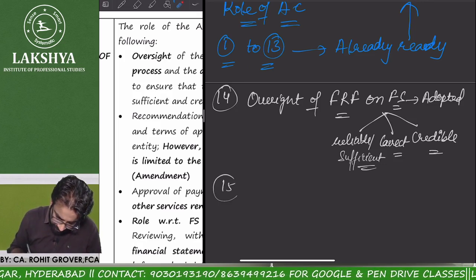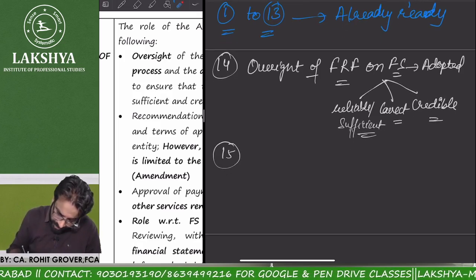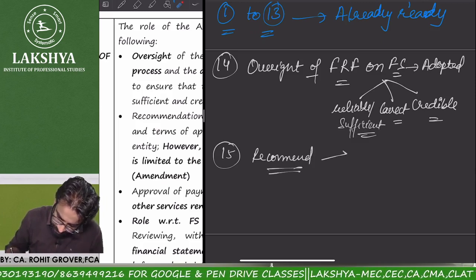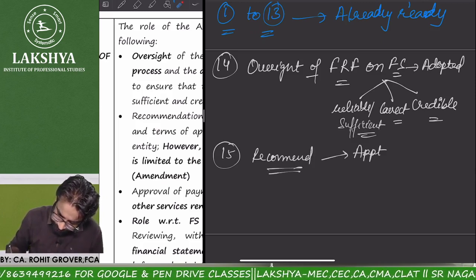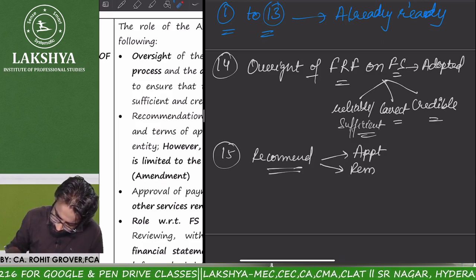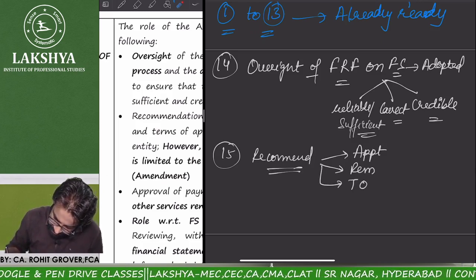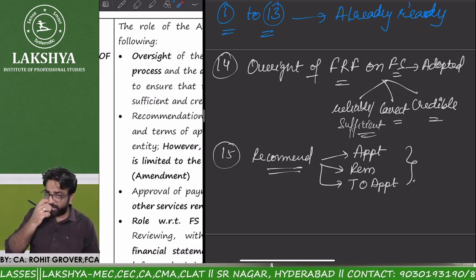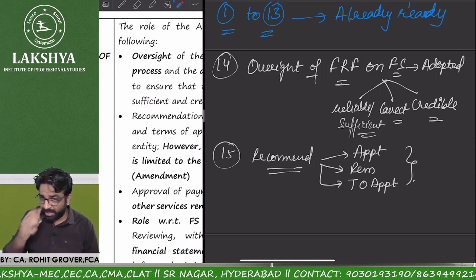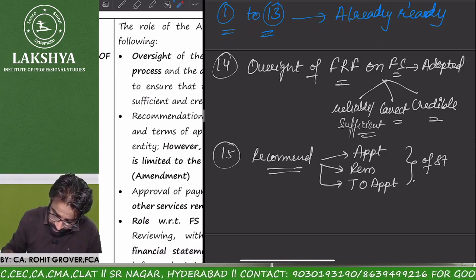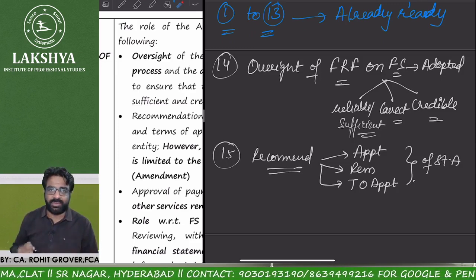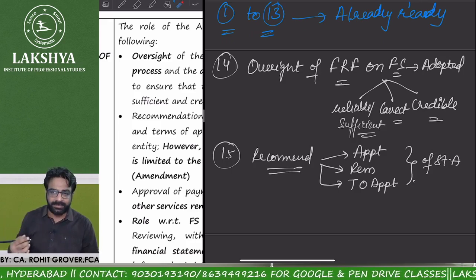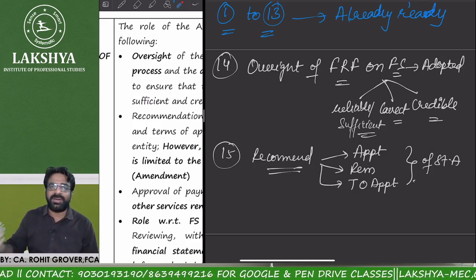In point number 15, now it is the audit committee which is going to recommend what? Appointment, remuneration, and terms of appointment of which auditor? Statutory auditor. To whom? To the board of directors. It is going to recommend it. Are you getting the point? It is going to recommend it.